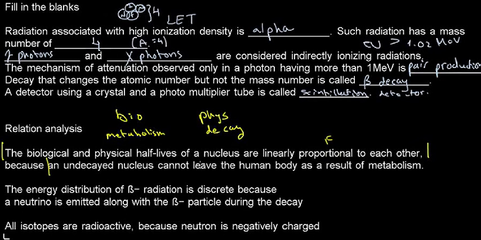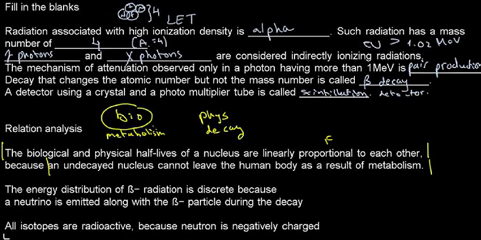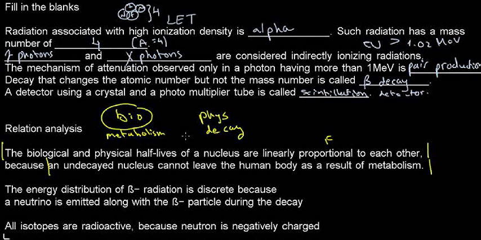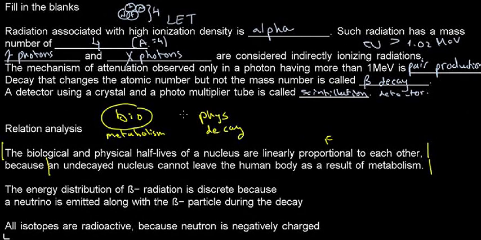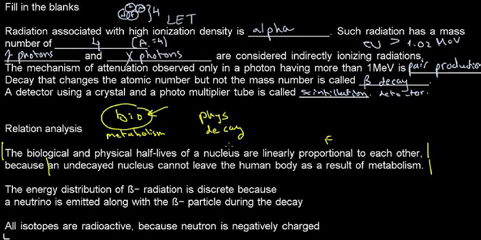Because an undecayed nucleus cannot leave the human body as a result of metabolism. And if we're looking at it, the biological half-life really means the time by which half of the amount of the isotope is degraded out of the system via metabolism, secretion, excretion. So really, an undecayed nucleus can leave the human body as a result of metabolism. That's what biological half-life really means. False. Very good. Moving on.